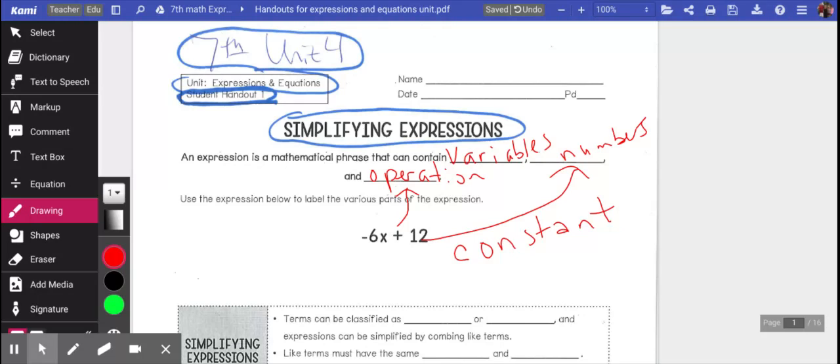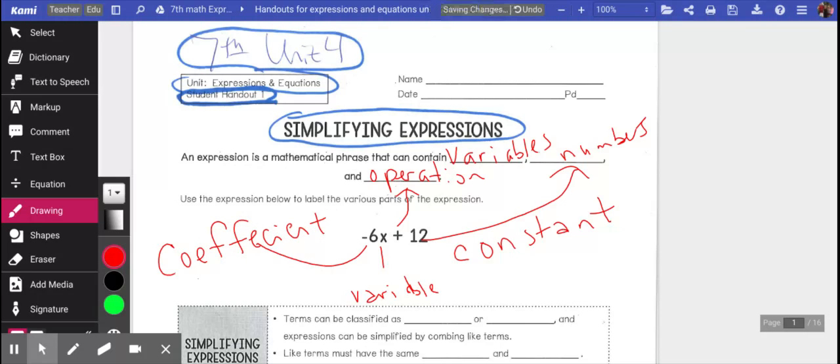Okay, the x is the variable. And it doesn't always have to be x, but a lot of times you'll see x or y be used. Okay, and then another word we need to know is this -6 here is the coefficient. And coefficients always go in front of the variable. So 12 would not be a coefficient, just the one in front of the variable.